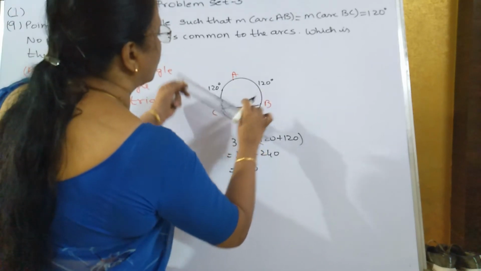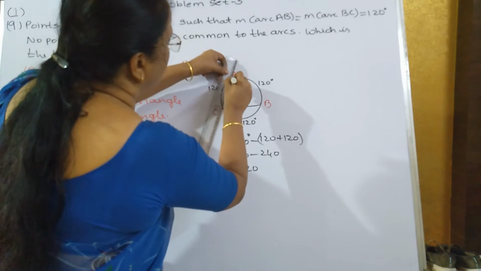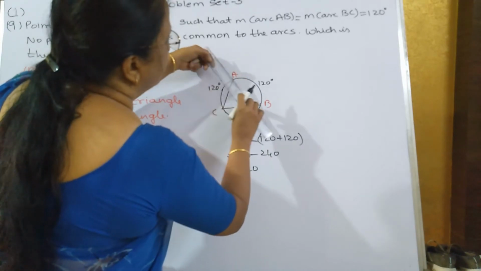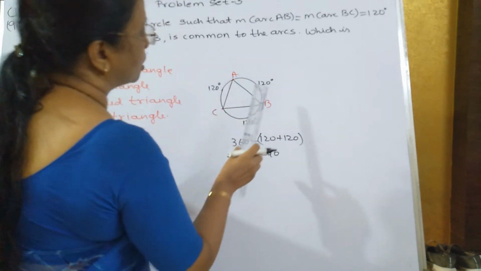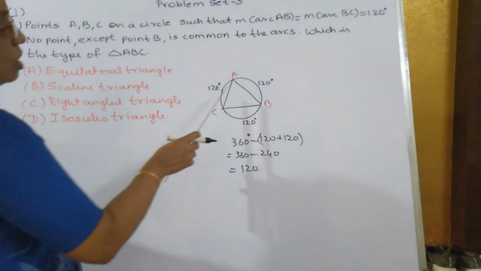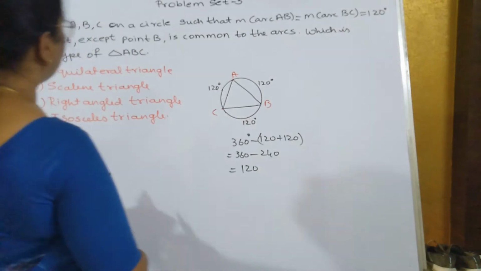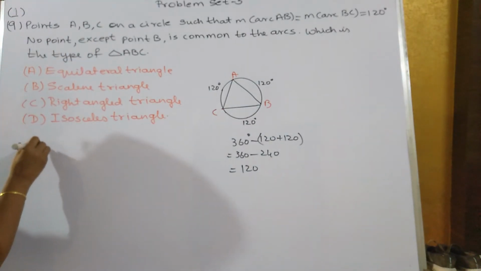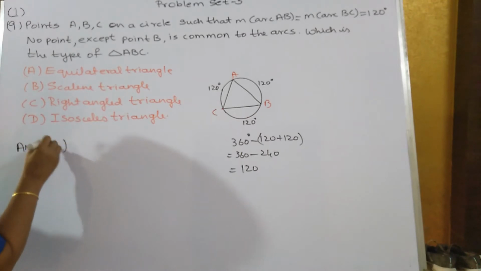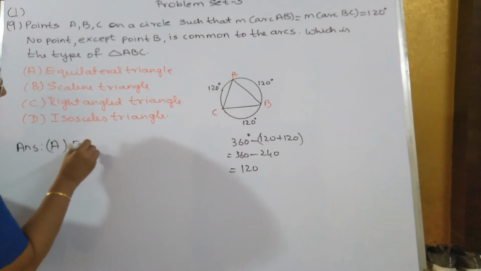Chords will be equal. So chord BC will be equal to chord AC, which will be equal to chord AB, because all the arcs are equal, so the corresponding chords also have to be equal. So if all the chords are equal, then what type of triangle is it? Equilateral triangle. So the answer is A, equilateral triangle.